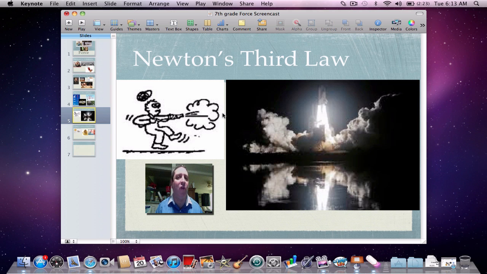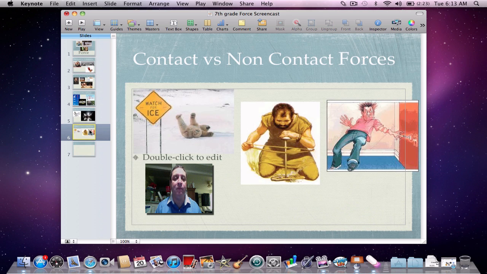For every action, the reaction is equal and opposite. Okay, last slide that I have is contact versus non-contact forces. When we talk about forces, we have to talk about what type they are.